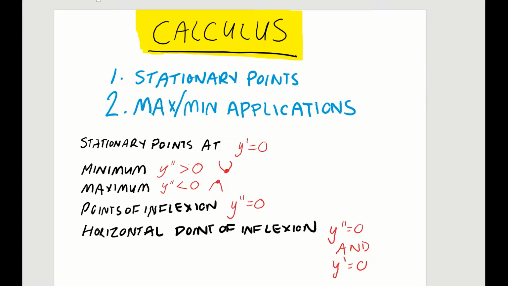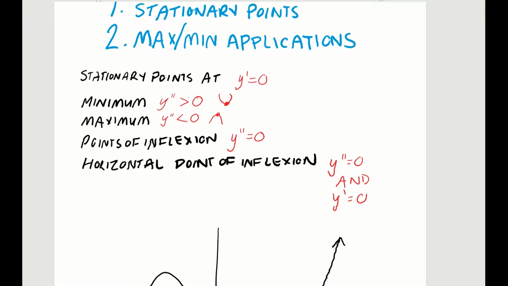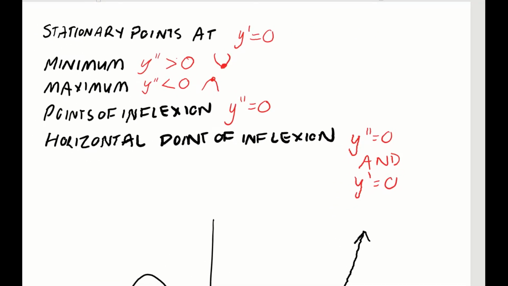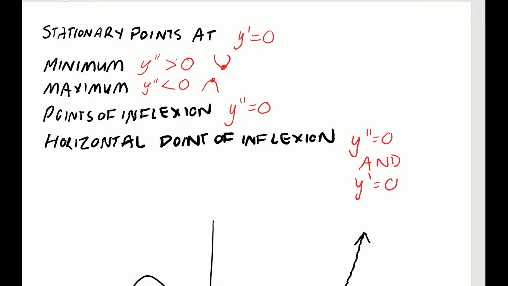So the first few things I wanted to recap with you are just knowing the definitions of what's happening in terms of the calculus. So knowing that stationary points are found where our first derivative is solved equal to 0.